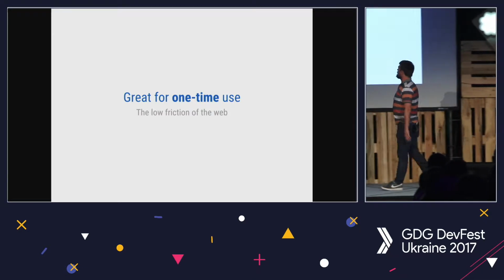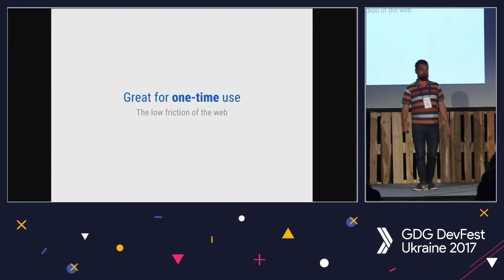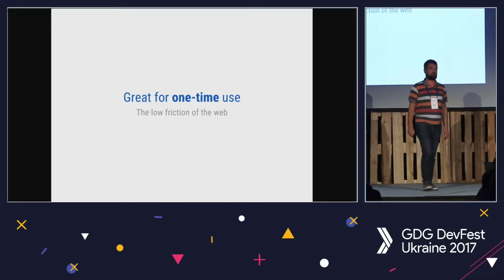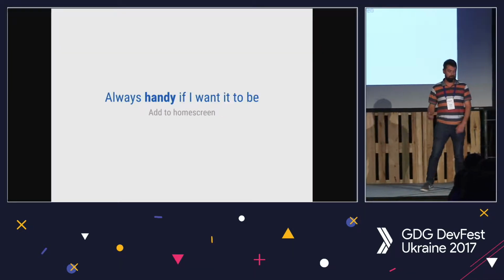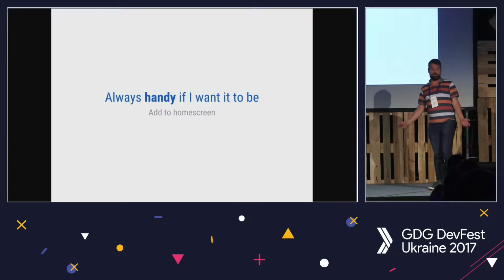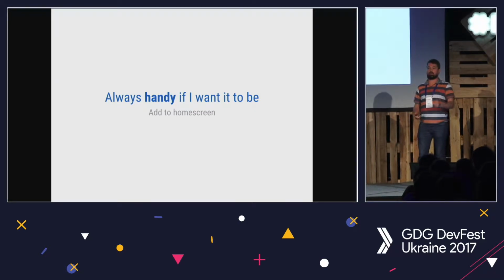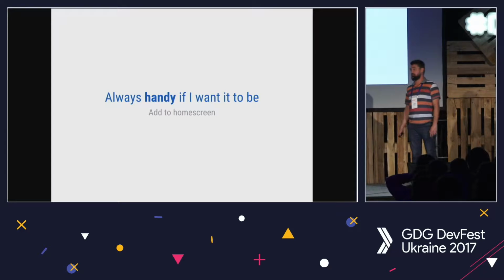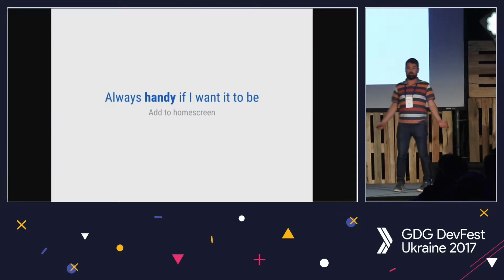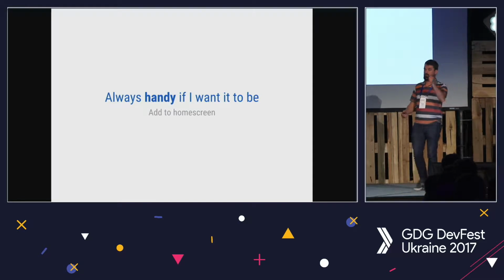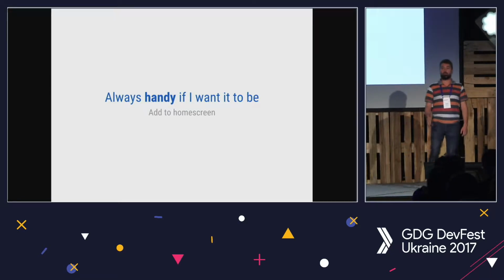So the web is really, really good for one-time usages, especially because it has low friction. Everything is just a URL away. It can be handy when you want it to be. If you really engage with this website on a regular basis, you can add it to your home screen. It could be that icon. And that might be useful if you just need it, for instance, for turning on the light or changing the light color to become red in the evening. It's just an icon away, but only if you want it to be.